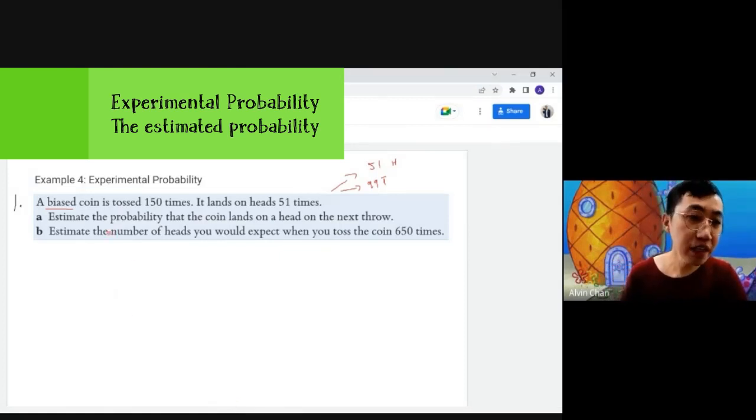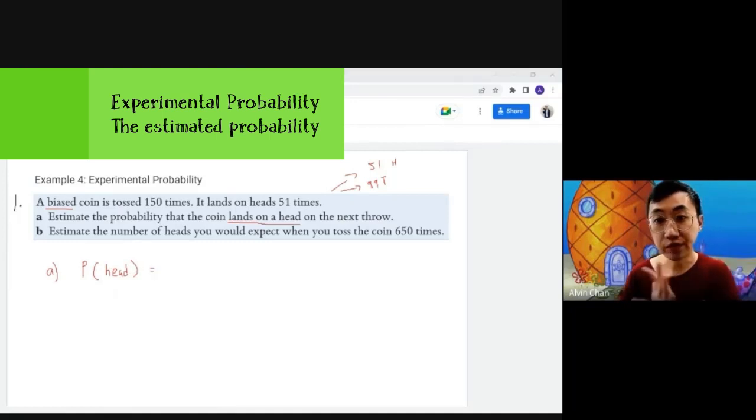Then estimate the probability that the coin lands on the head on the next throw. So P(head) equals, since this is something that we cannot predict as 50-50 anymore, we just follow how many times it happened: 51 times over how many times the person tried, 150.